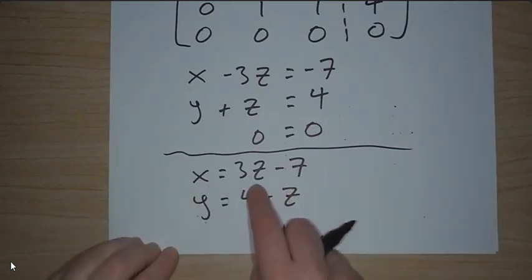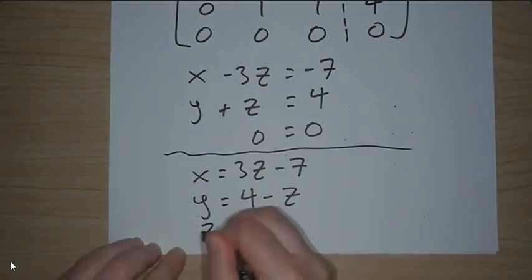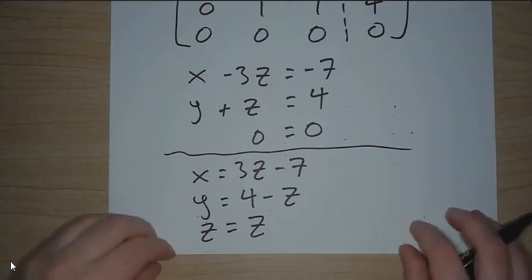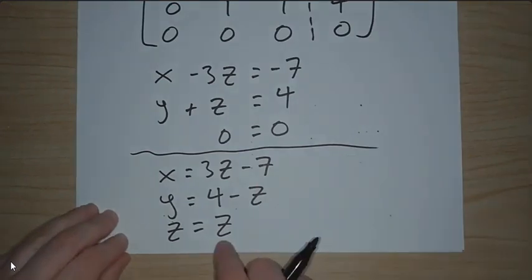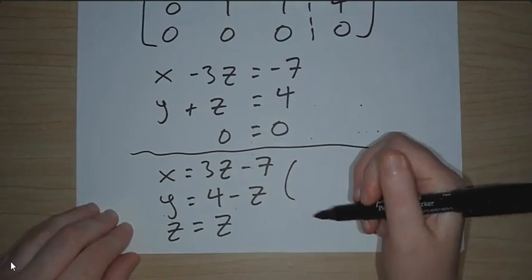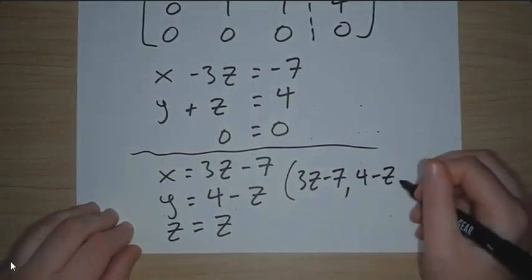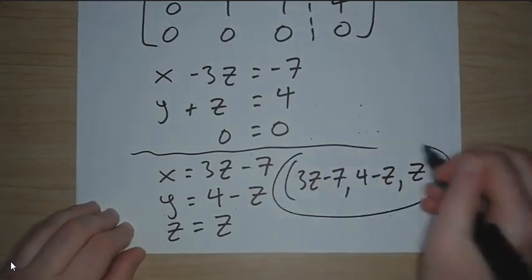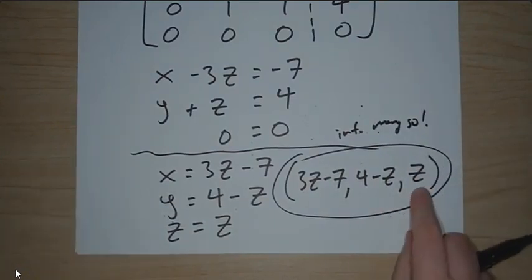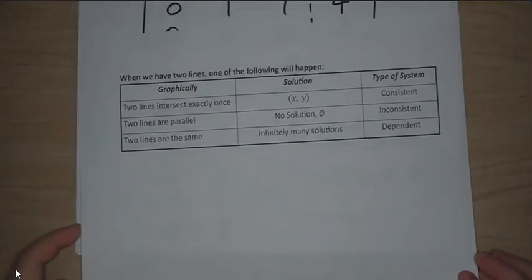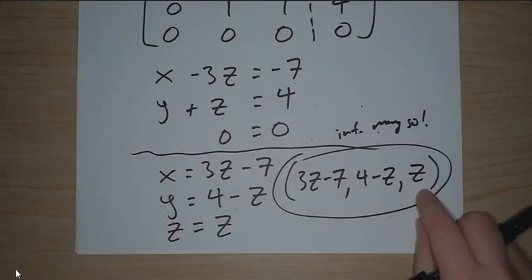So now we have what our x and our y are. We notice that x is dependent on what z is, and y is dependent on what z is. This last equation tells us that z is equal to z. Because z is our independent variable, we get to choose what z is. In other words, we have a solution. In fact, we have infinitely many solutions depending on what z is. Writing it in ordered form, we have 3z minus 7 for x, 4 minus z for y, and z for z. This is infinitely many solutions, because we have infinitely many depending on what z decides to be. And if we go back to our table, if we have infinitely many solutions, then the system is dependent, which makes sense because our system is dependent on what z is supposed to be.